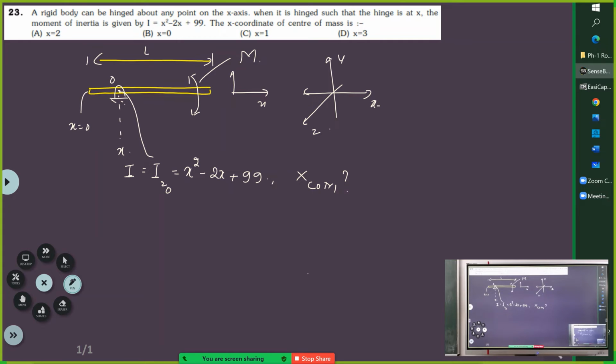This is simply the theory in numerical. The parallel axis theorem is used here. That's all.